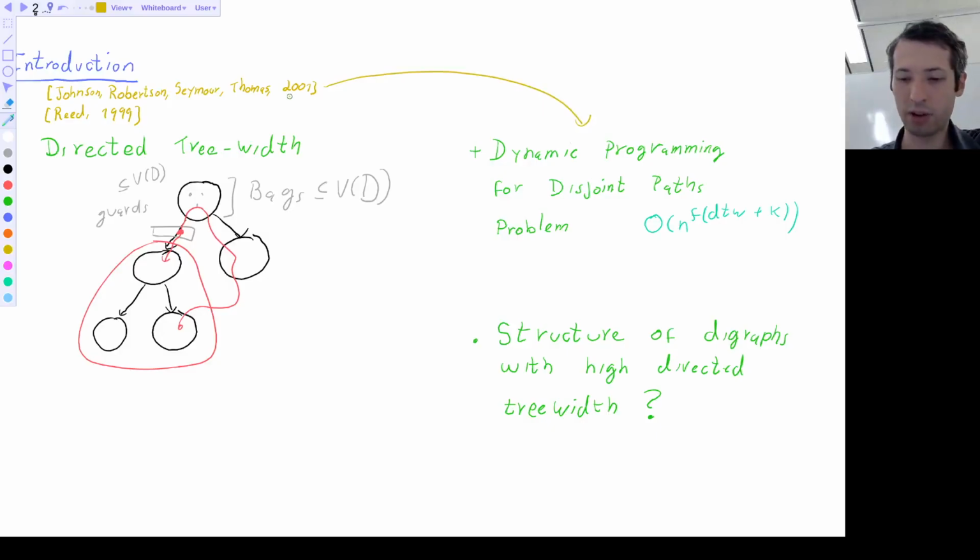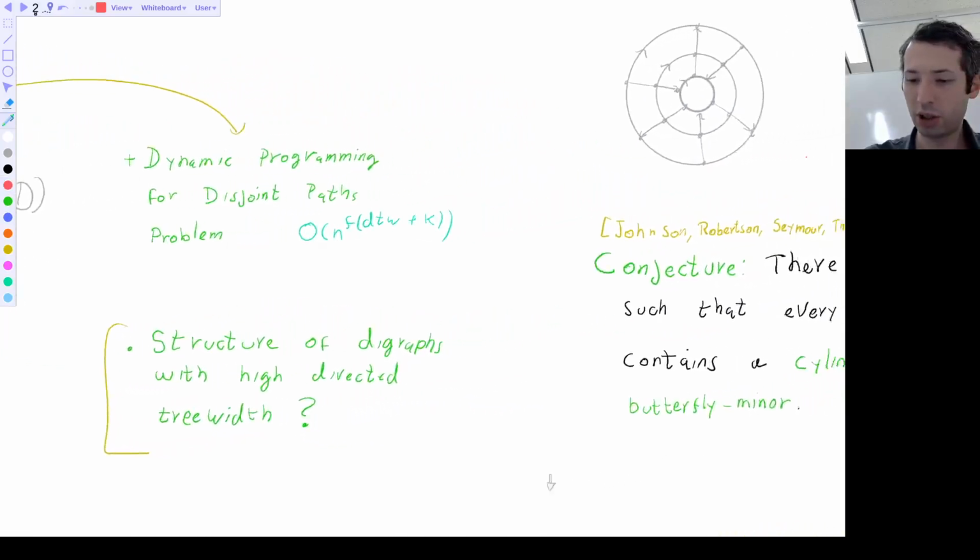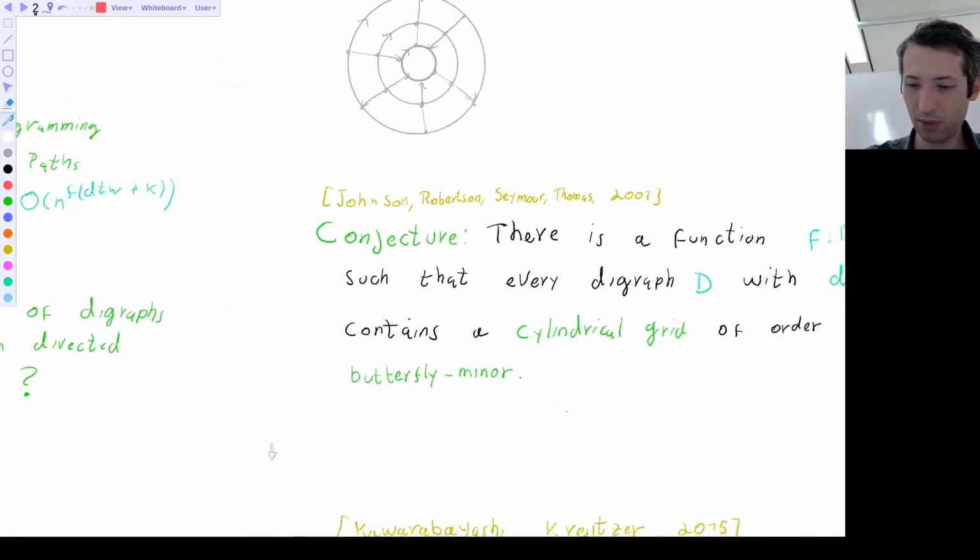And so similar to undirected tree width, we can ask ourselves, okay, we can do dynamic programming if the directed tree width is small. What happens if the directed tree width is large? Do we gain anything? Do we learn anything from our digraph? And so the question that they ask is: what's the structure of digraphs with high directed tree width? And they also propose a conjecture which would tell us about what the structure could be. And the conjecture is the following.